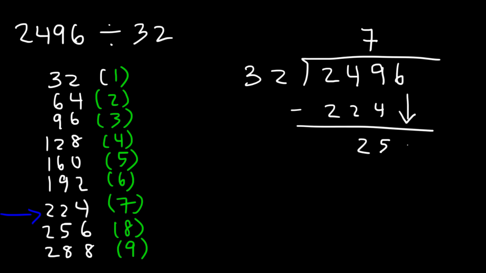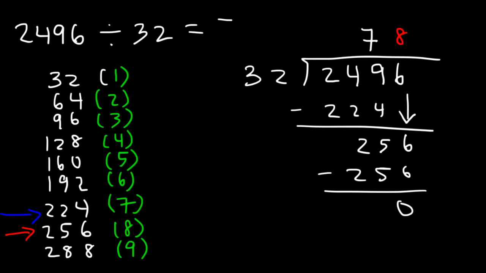Now let's bring down the 6. We can see that 32 goes into 256 8 times with a remainder of 0. So therefore, 2496 divided by 32 is equal to 78. That's the answer. All right, let's try another example, but with a much larger number.